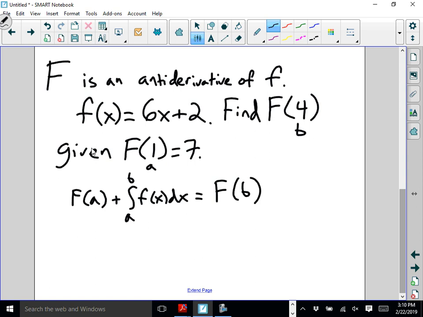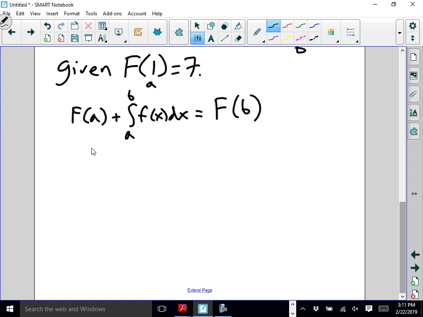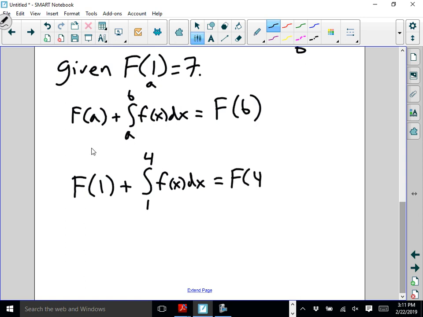Plugging in our a's and b's here, we know capital F of 1 plus the integral from 1 to 4 of f of x dx must equal capital F of 4, and that's what we're trying to solve for. Now we know capital F of 1 equals 7. So 7 plus the integral from 1 to 4 of our function, and instead of writing f of x, I'm going to write 6x plus 2, so that's what f of x is.